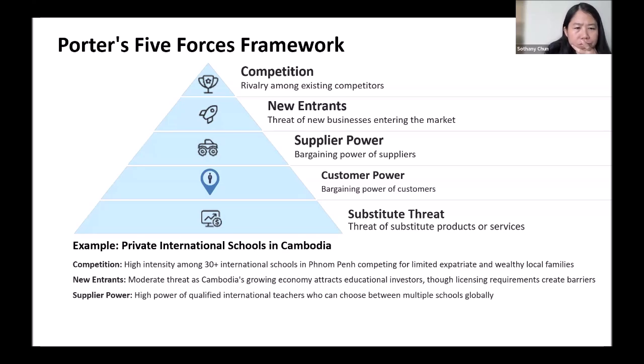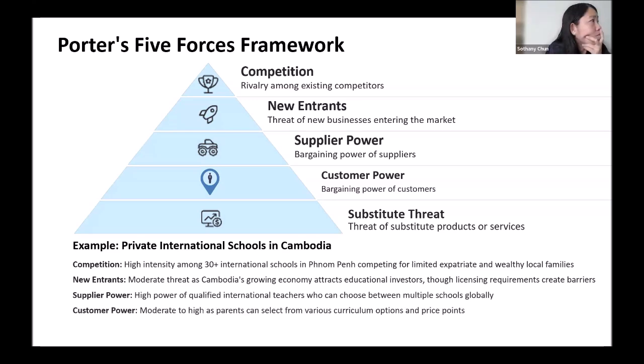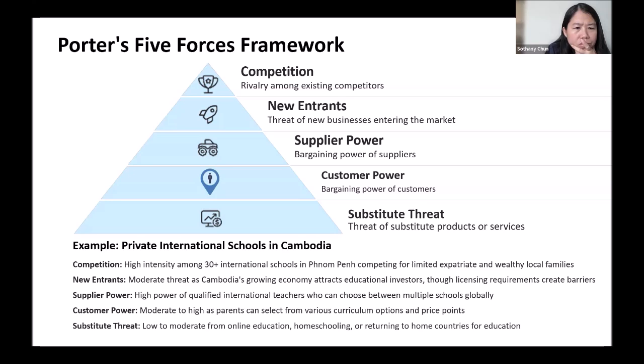If we look at supplier power, it is high. A lot of qualified international teachers travel around, especially, they like Cambodia. They want to come to Cambodia. So it's a good one. In terms of customer power, it's moderate to high, as parents can select from various curriculum options and price points. And as we expressed, international schools are over 30, so customer power is very high here. So it's not very good.